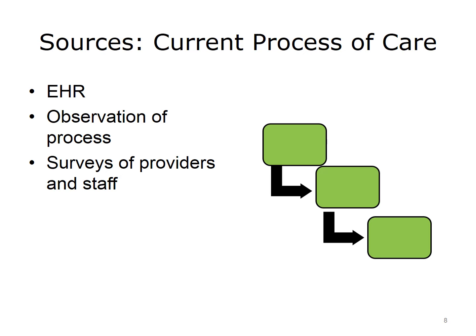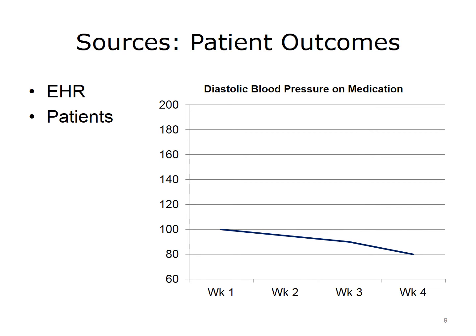There are some processes and outcomes that may not be included in the EHR. Actual observation of processes may need to be done, as well as surveys of providers and other staff. Similarly, although many patient outcomes will be recorded in the medical record, some will not. Patient satisfaction surveys and methods to capture patient-reported outcomes, such as quality of life, depressed affect, or ability to perform activities of daily living, may be needed.